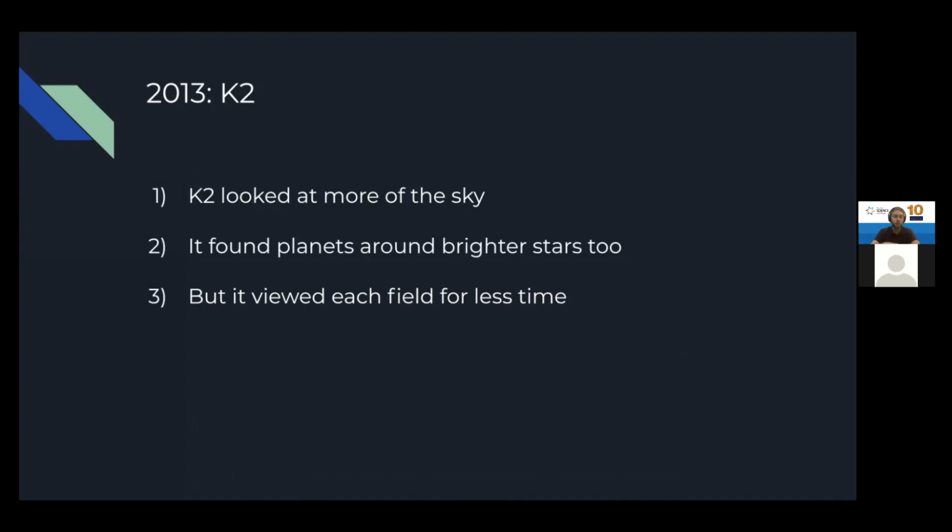But as I said before, unfortunately, it couldn't view each field in the night sky for as long, which meant it was only able to find some of the brighter, more obvious candidates. It was able to find planets that transited in front of their host stars more frequently. It was able to find signals that were stronger, but unlike Kepler, it couldn't find very, very long period planets or very small planets, or at least with less success.